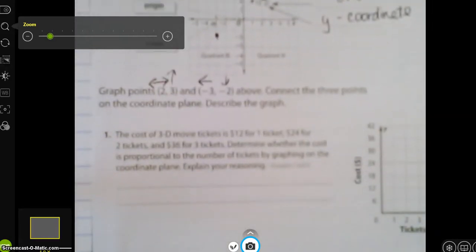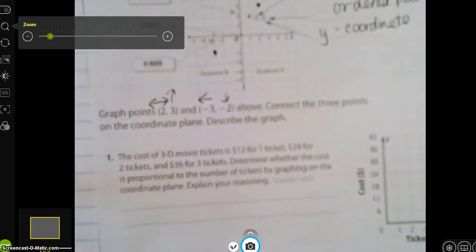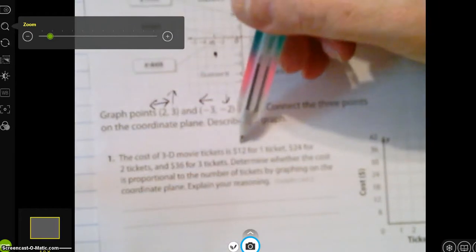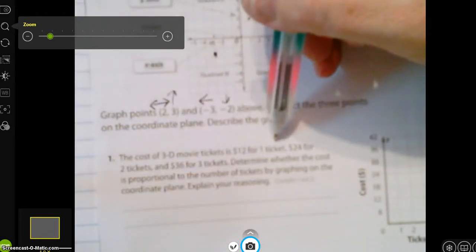Now we're going to do this problem, and it says the cost of movie tickets is $12 for 1 ticket, $24 for 2 tickets, and $36 for 3 tickets. Determine whether the cost is proportional to the number of tickets by graphing on the coordinate plane.